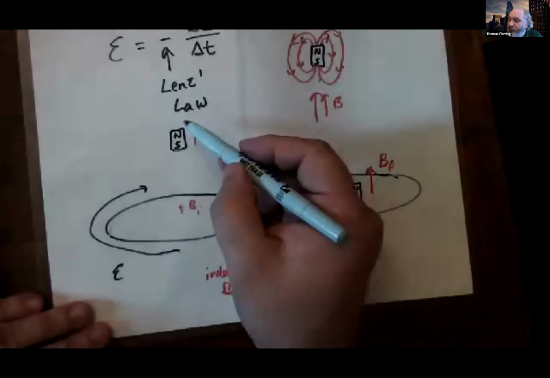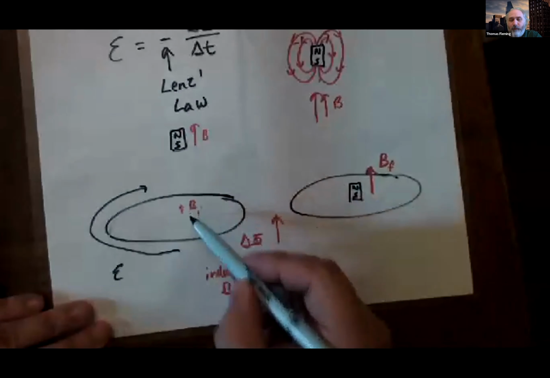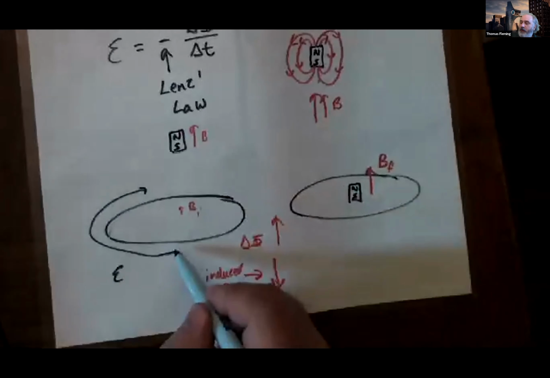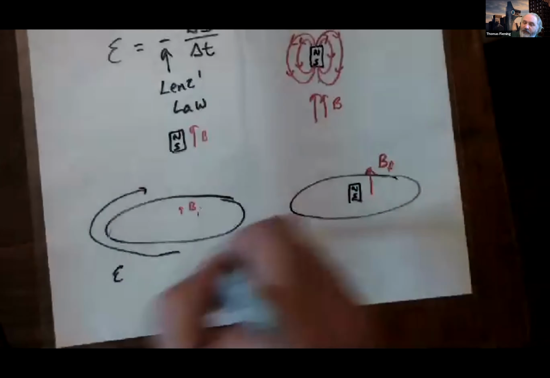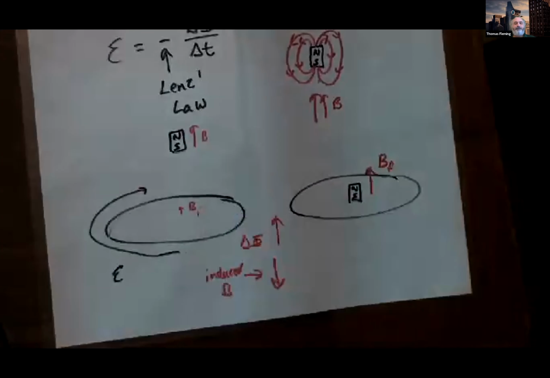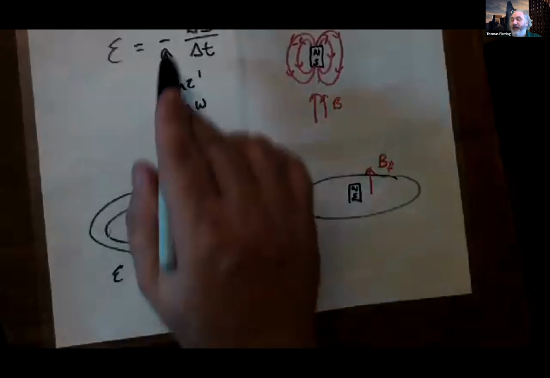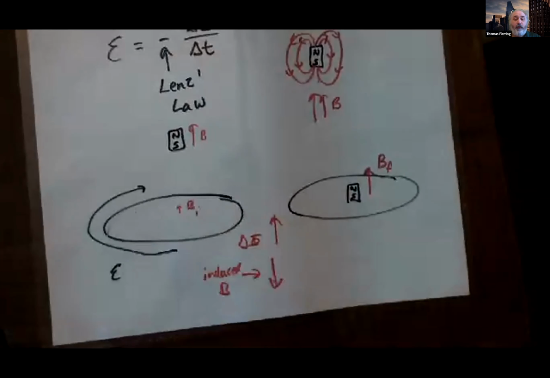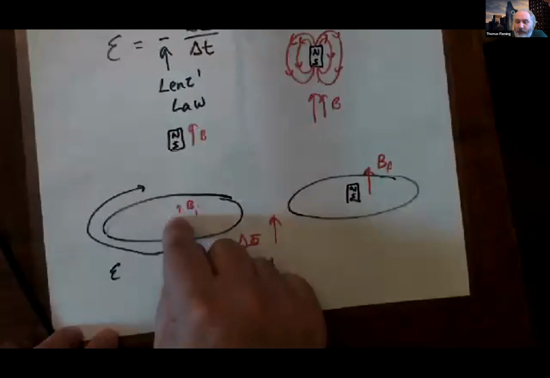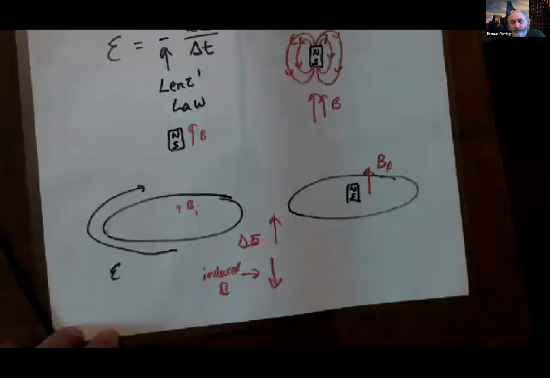So as this thing falls toward my loop, I'm going to get an EMF and therefore currents flowing around clockwise as viewed from above. And that's what Lenz's law tells me, is that they're going to flow clockwise rather than counterclockwise. Now, what would happen if I let this magnet drop all the way through the middle and out the bottom? Well, let's flip it around.